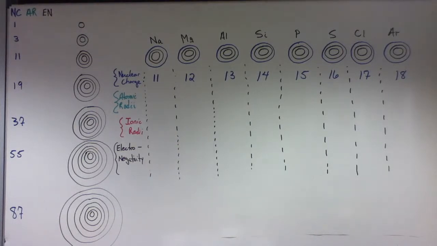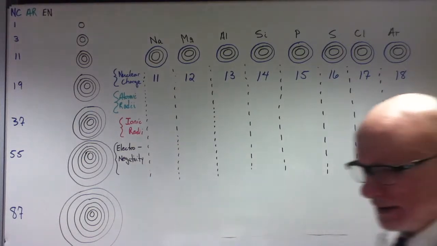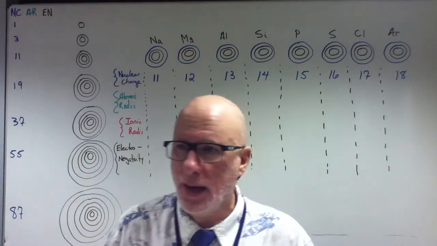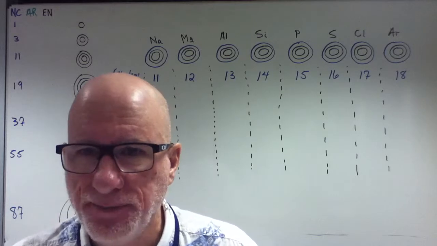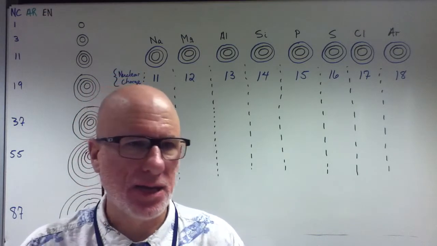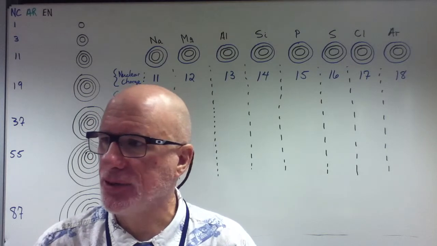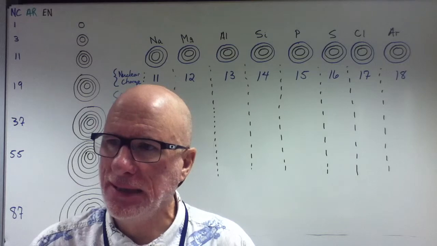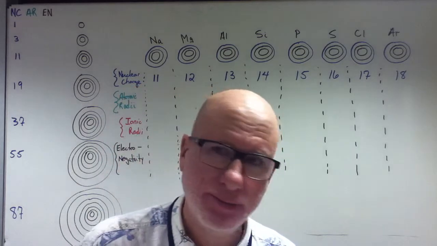All right, now, this is going to be a review of ionization energy, atomic radius, ionic radius, and electronegativity, not necessarily in that order.